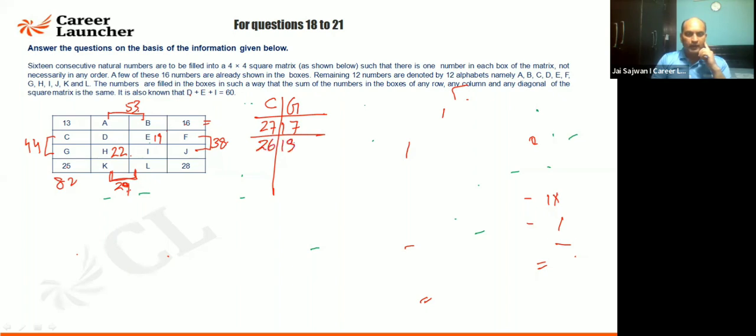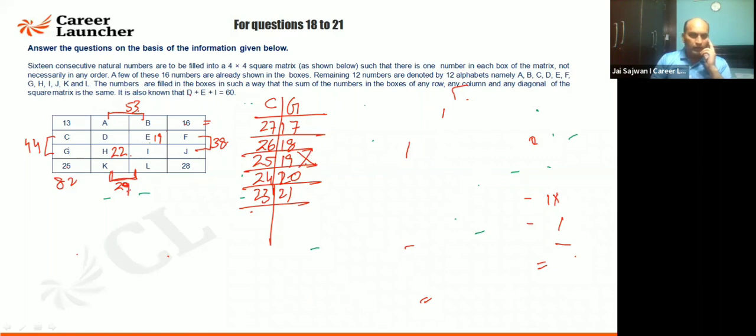I reduce one, I increase another. I cannot try 22, 22 because two numbers cannot be the same. 22 has already, sorry, 19 has already come, so I'll say this is not possible.